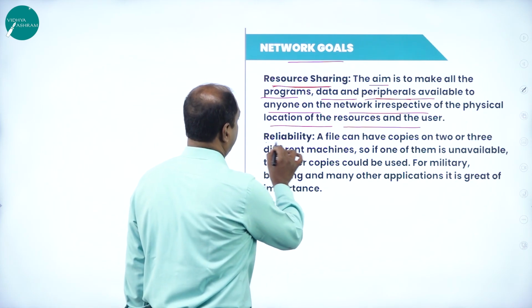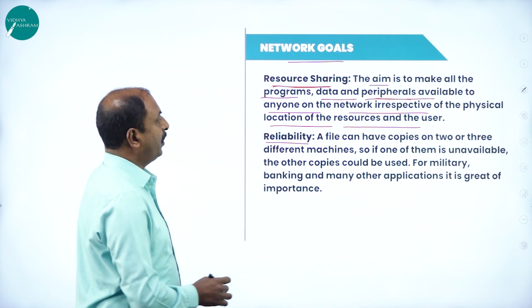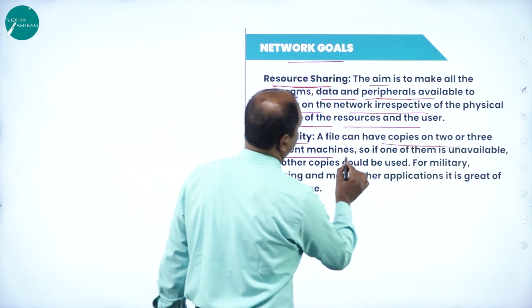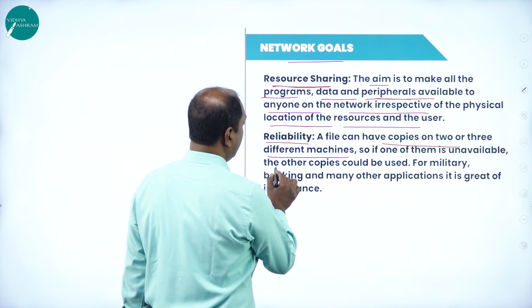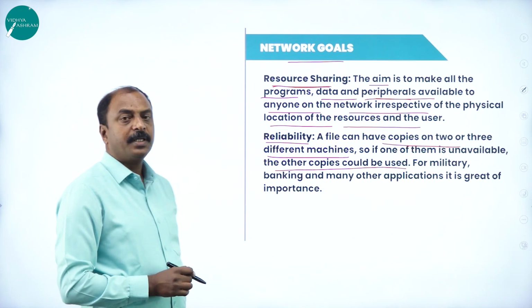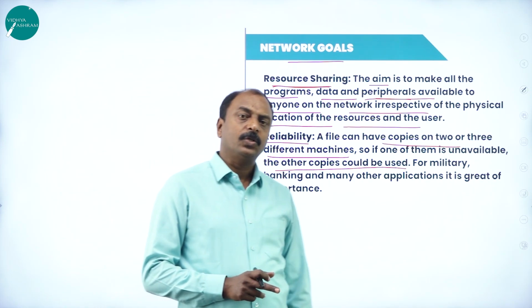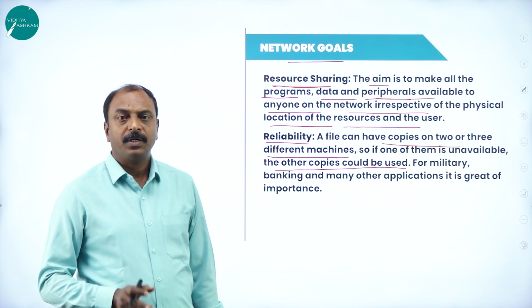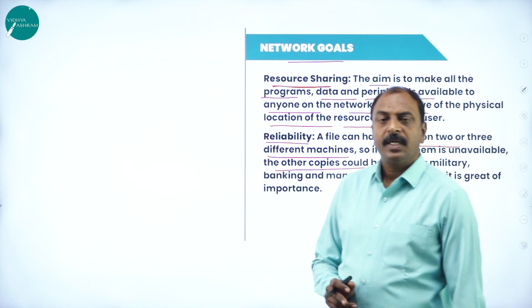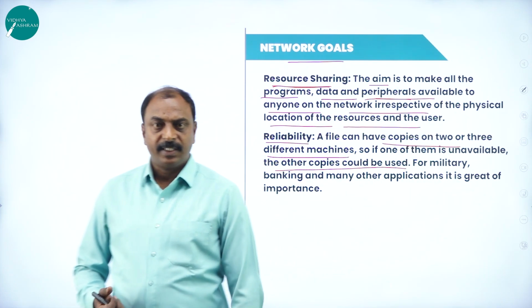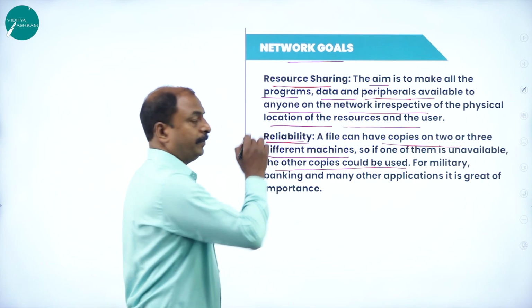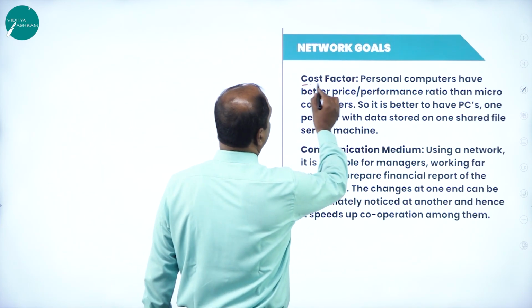Then reliability. What is the definition of this? A file can have copies on 2 or 3 different machines. If one of them is unavailable, the other copies could be used. What is the meaning of this? In networking, different computers are connected to form a network, so the same data can be copied to another computer. If one data is lost, the same data can be accessed by other computers in the network. That is reliability.